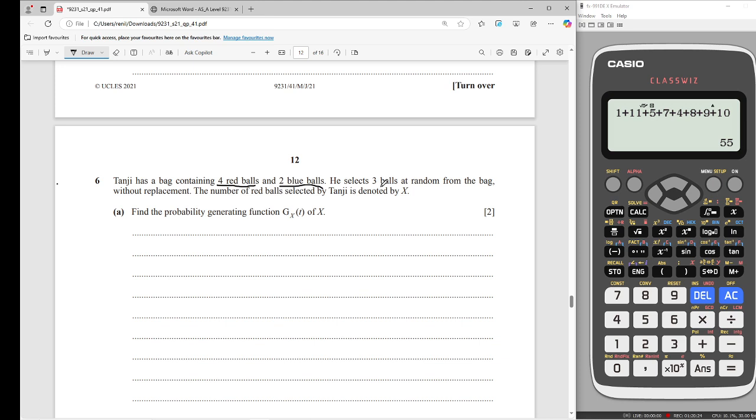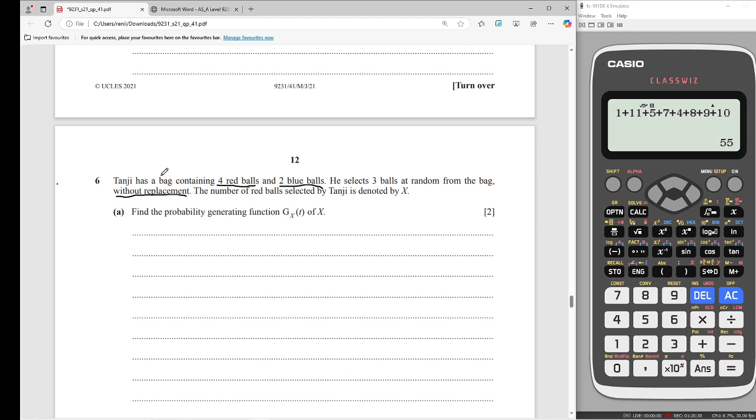Tanji collects 3 balls without replacing them. Without replacement is key, and this is very important. The number of red balls selected is denoted by X. Find the PGF of X, G_X(t).